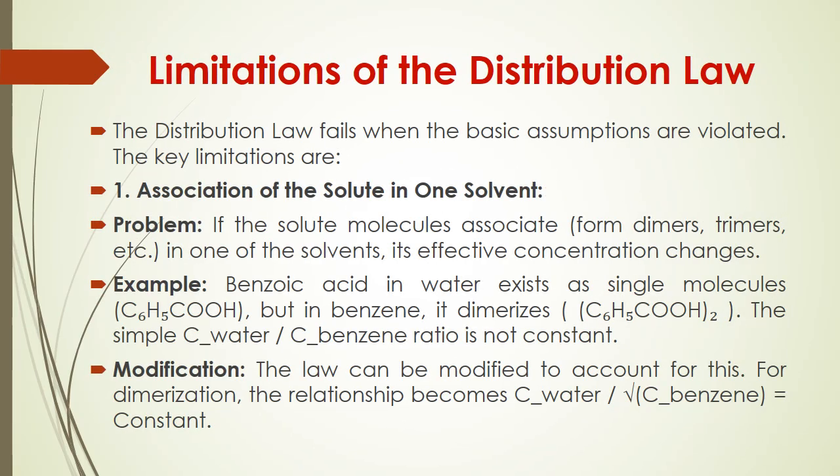Limitations of the distribution law. The distribution law fails when basic assumptions are violated. The key limitations are: first one, association of solute in one solvent. Problem: if the solute molecules associate in one of the solvents, its effective concentration changes. For example, benzoic acid in water exists as single molecules, but in benzene it dimerizes. Then the simple concentration of water divided by concentration of benzene ratio is not constant.